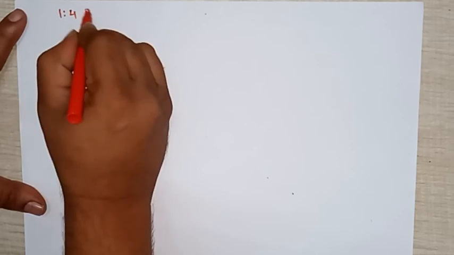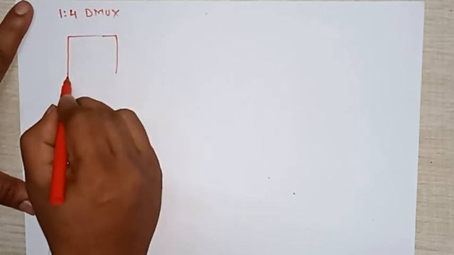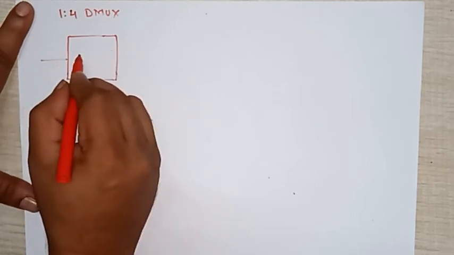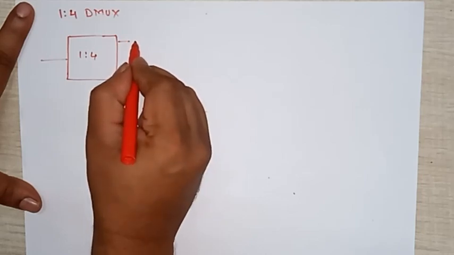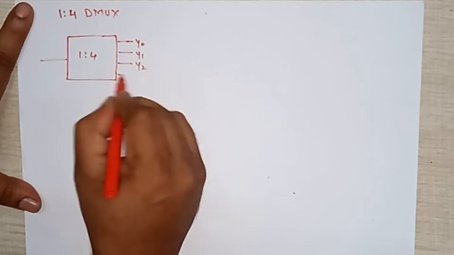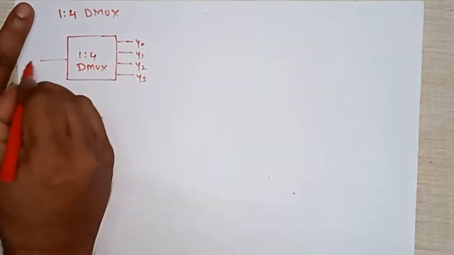Now the next type of demultiplexer, that is the 1:4 D-Mux. For the 1:4 D-Mux there is only one input and four outputs. So the outputs are Y0, Y1, Y2, Y3, and this is the input D.